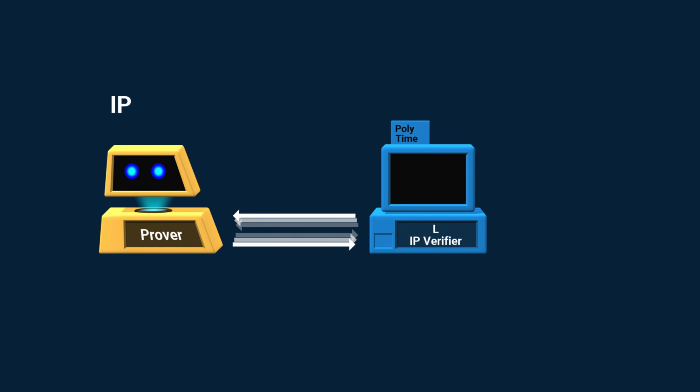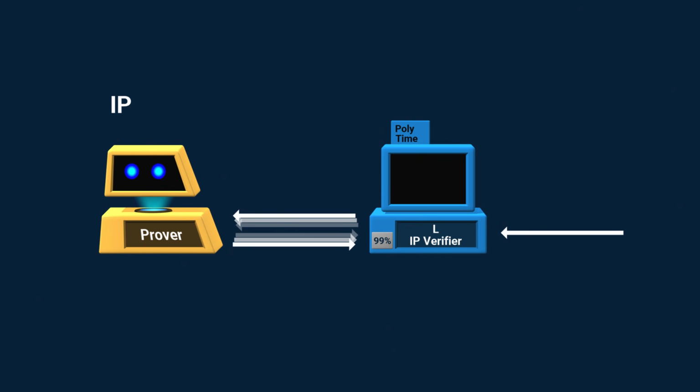Our first enhanced game is called IP, Interactive Proofs. Here, the verifier can interrogate the prover with a series of questions and answers instead of just one, and it verifies each answer that it receives. We have the same completeness and soundness requirements, except the verifier is now probabilistic, and it satisfies them not always, but with high probability, say 99%.